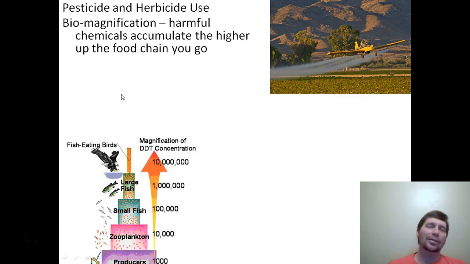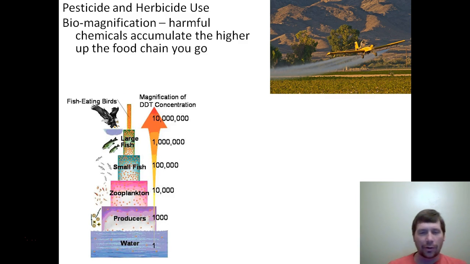Now, it may not seem like a big deal that we're just spraying this chemical out there, because we're not spraying very much of it. Well, it can cause a big deal through a process called biomagnification. Biomagnification is the idea, proven by several experiments, that the higher up a food chain you go, the more of that chemical will accumulate.